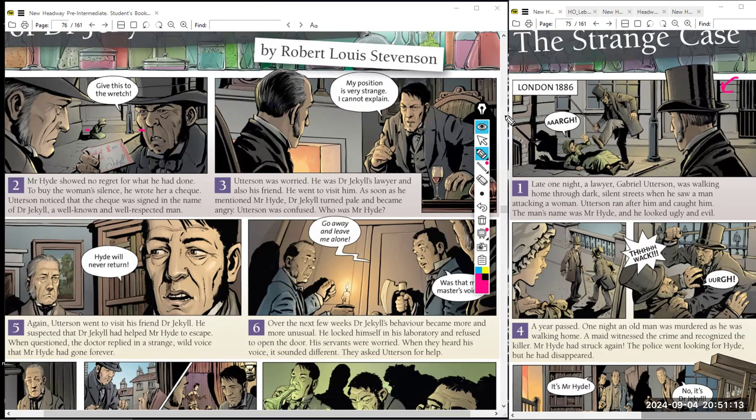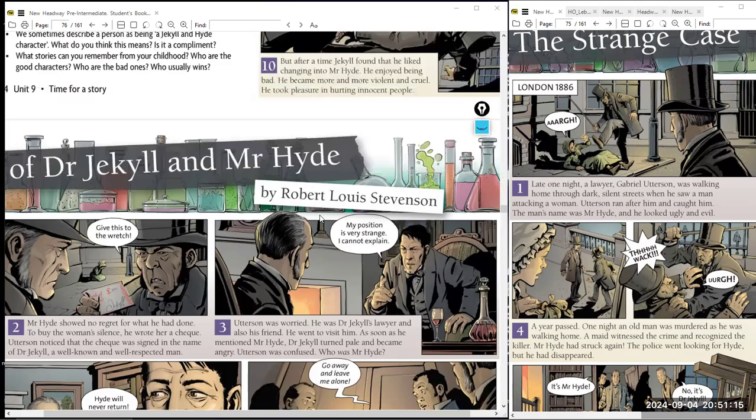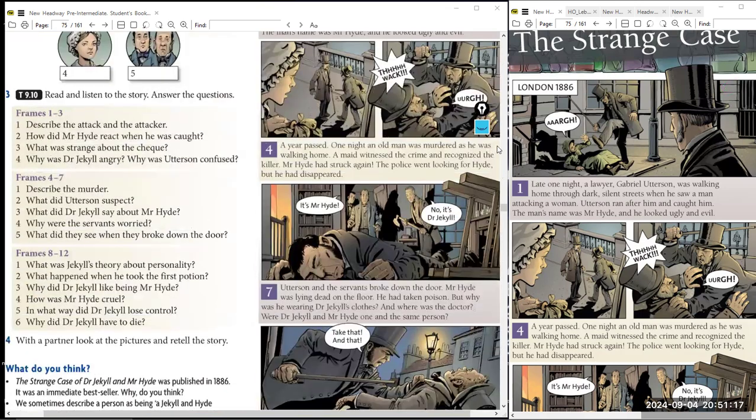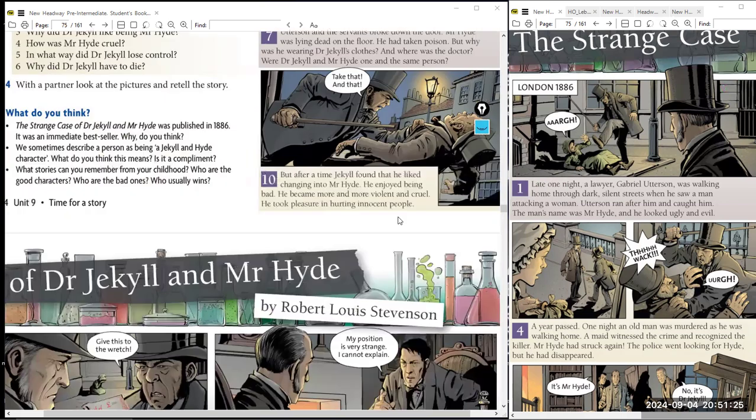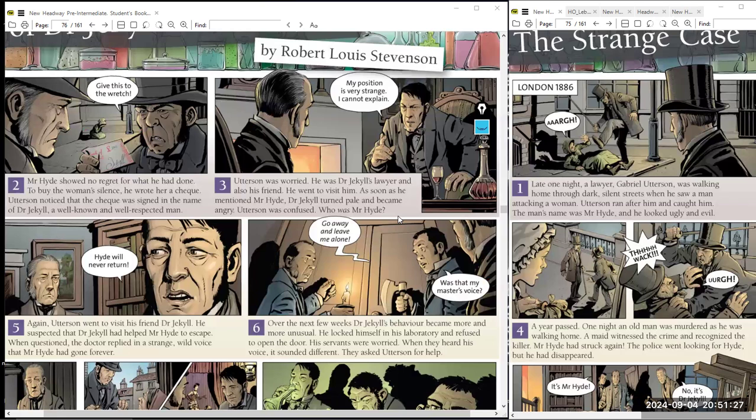Okay, amazing. Okay, now let me ask you question number 2. Question 2 is saying, how did Mr. Hyde react when he was caught? Don't forget that you have to read paragraphs 1, 2, 3. So, how did Mr. Hyde react when he was caught?